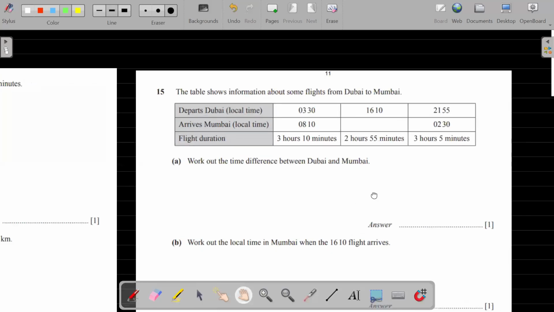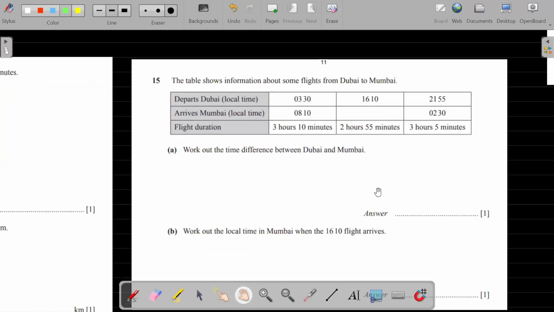The table shows information about some flights from Mumbai to Dubai to Mumbai. It says that the departure time is this and the arrival time is this. The flight has taken this time. It says to work out the time difference between these two. First, we see that this is the local time which they have mentioned. We don't know exactly.